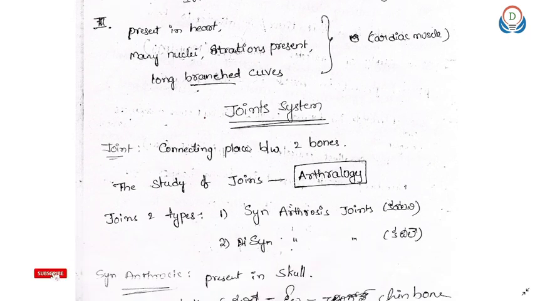What is a joint? The connecting place between two bones is called a joint, right? The study of joints is called arthrology.